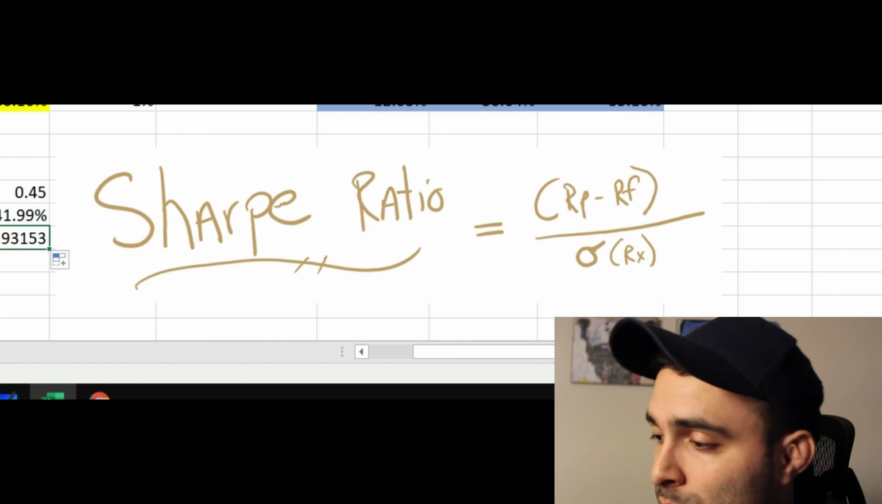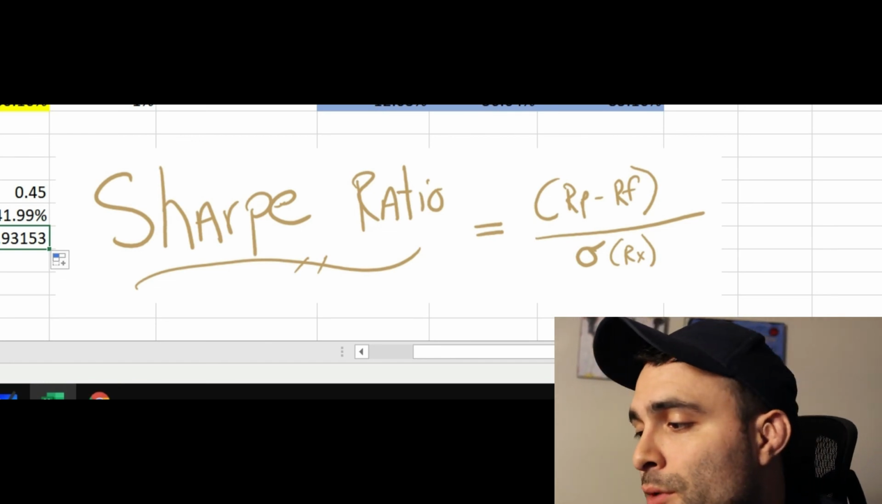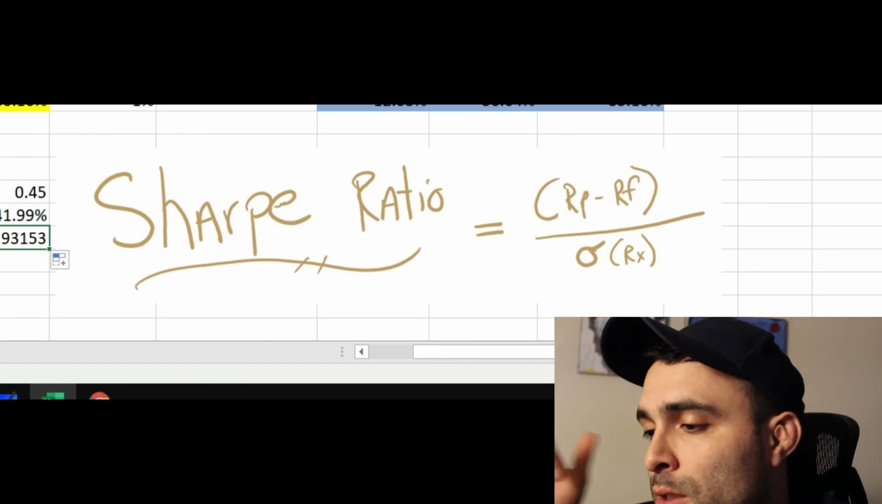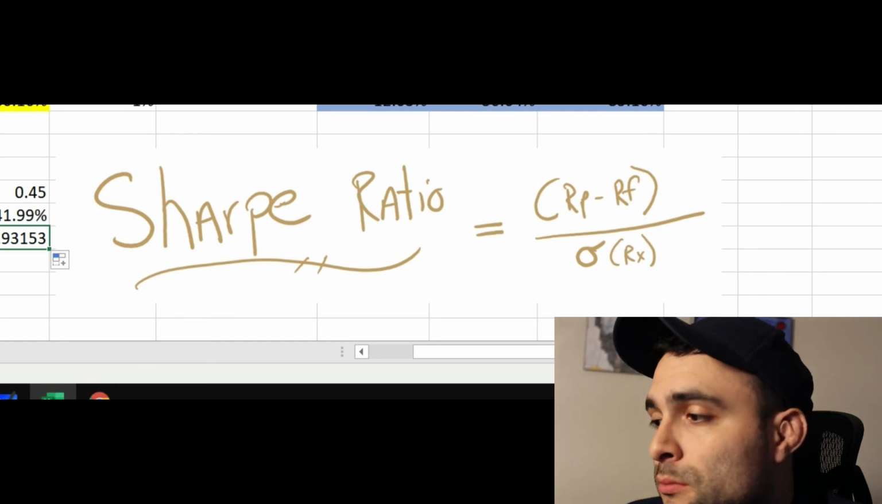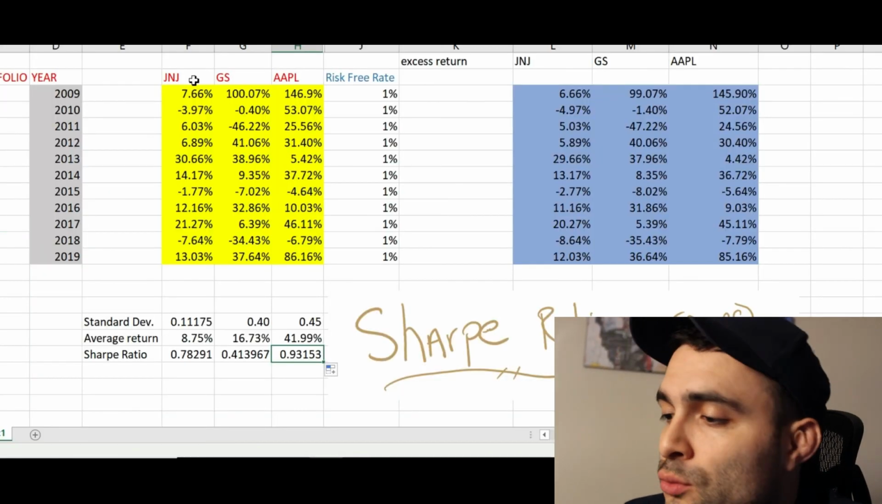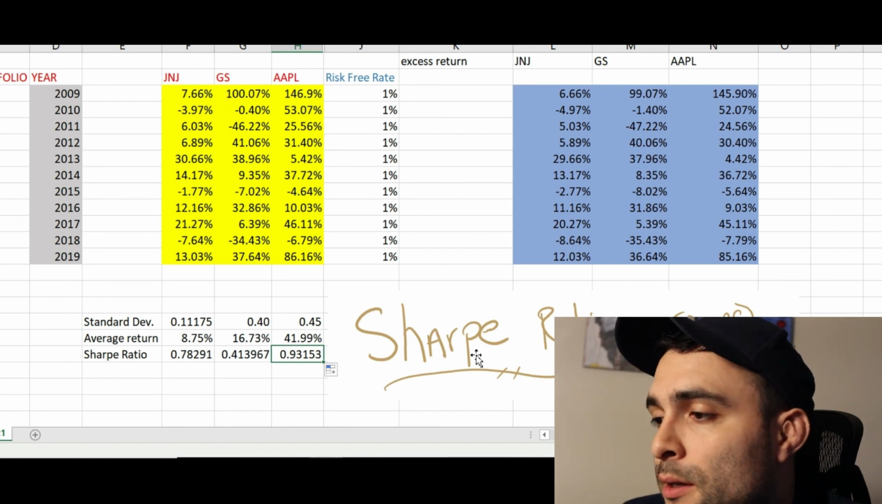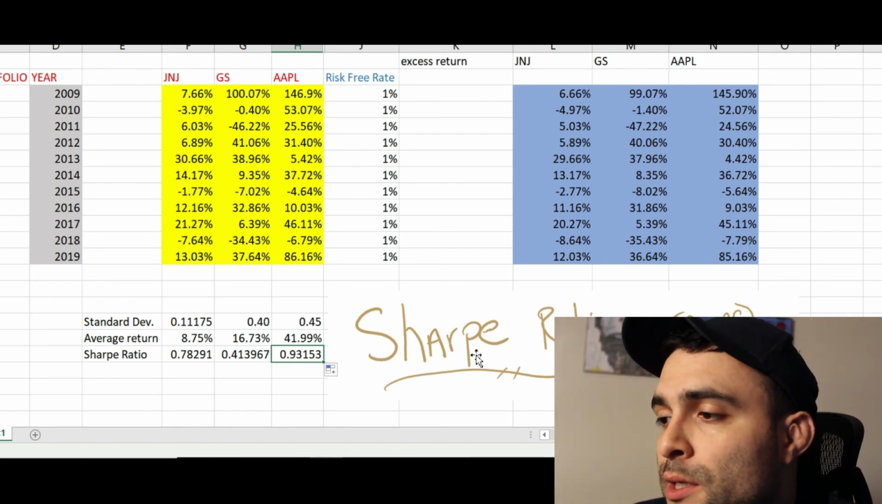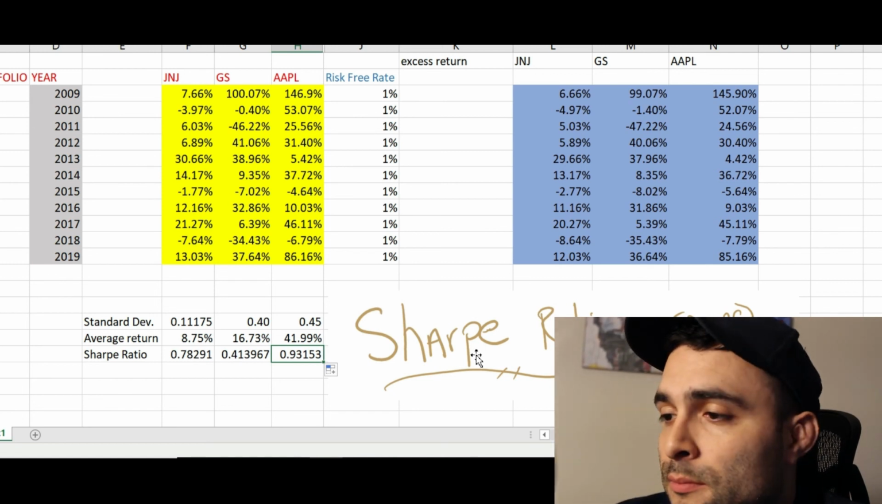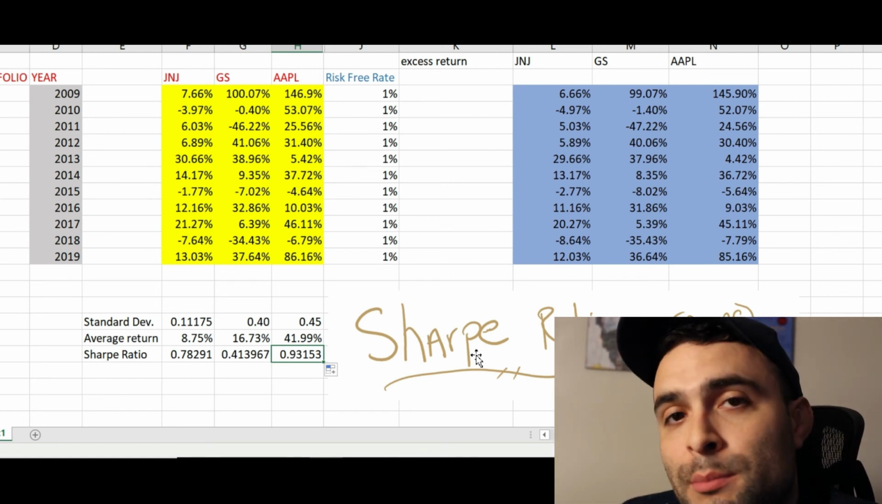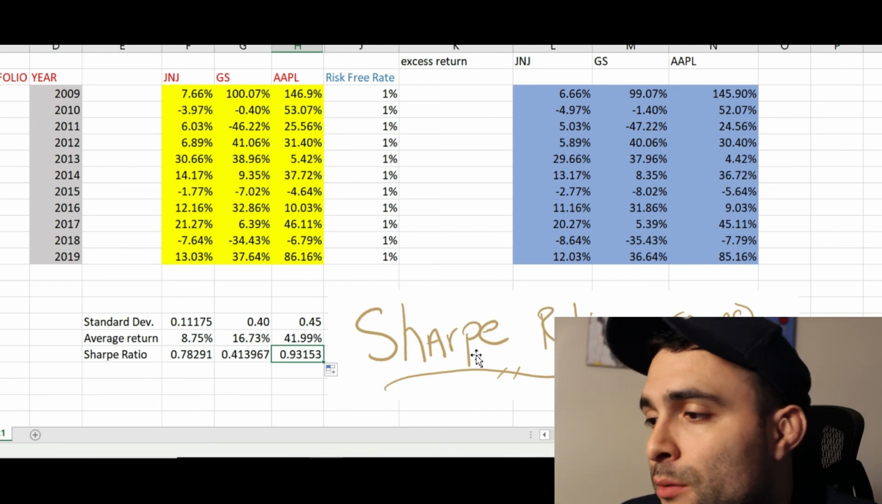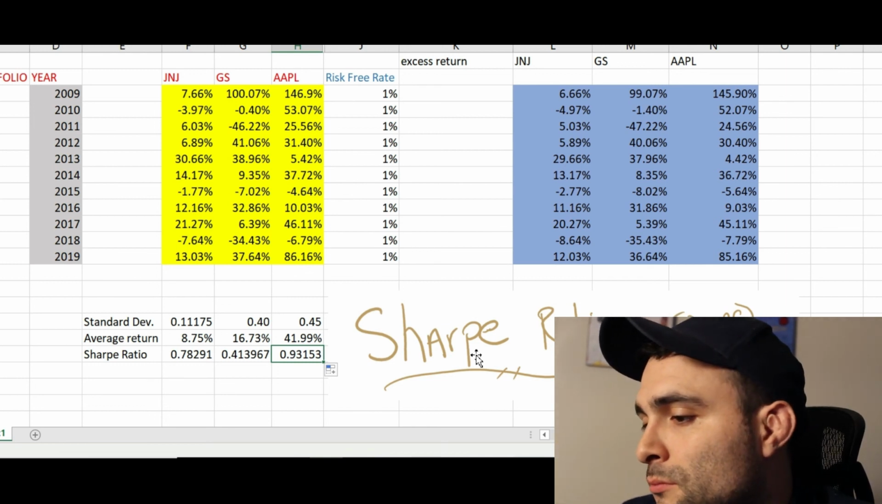So Sharpe ratio: expected return minus risk-free rate divided by standard deviation. The higher the Sharpe ratio, the better. It means you took on less risk to make a better return. And out of these three different portfolios, if they were all 100% weighted and they were on their own separate portfolios, Apple would have been your best bet.